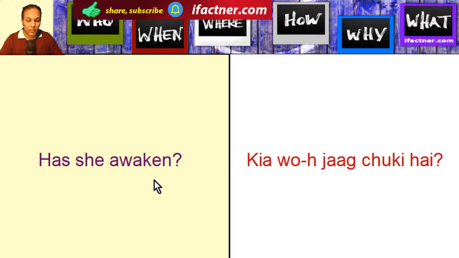Has she awakened? क्या वो जाग चुकी है? क्या with है means has, वो she, जागना is to wake up, जाग चुकी awaken. क्या वो जाग चुकी है is an informal sentence, and for our boss or for an older person we would ask क्या वो जाग चुकी हैं? And क्या वो जाग चुकी हैं is also used for the plural version.